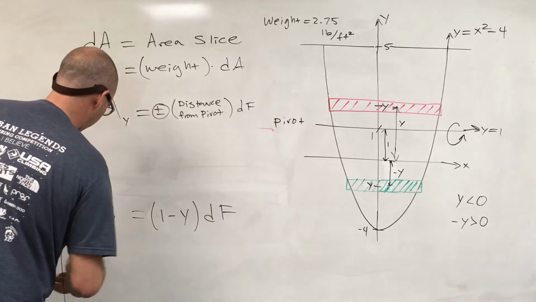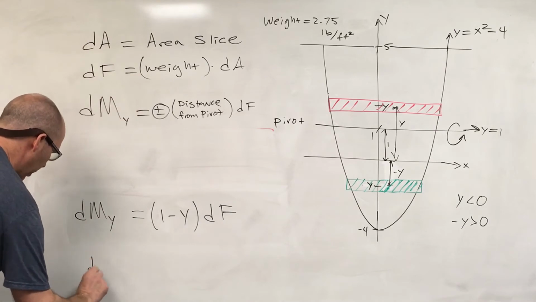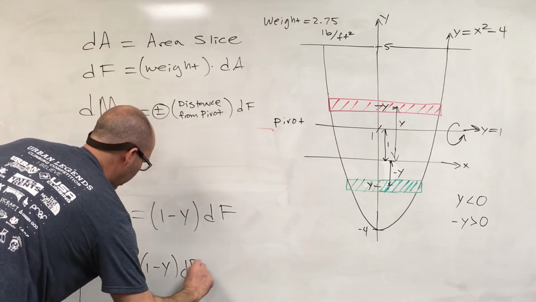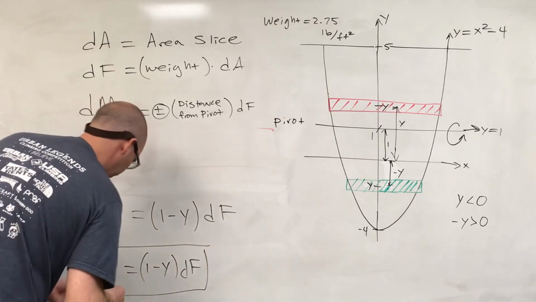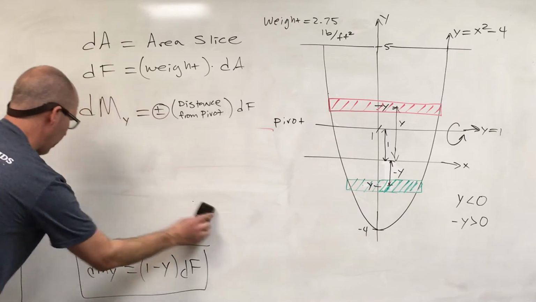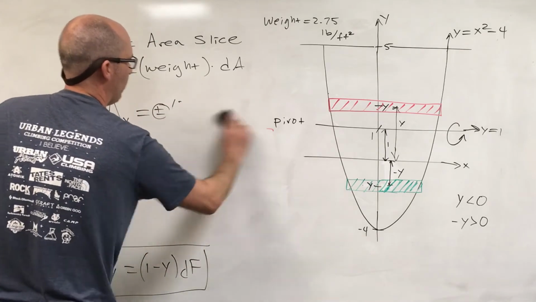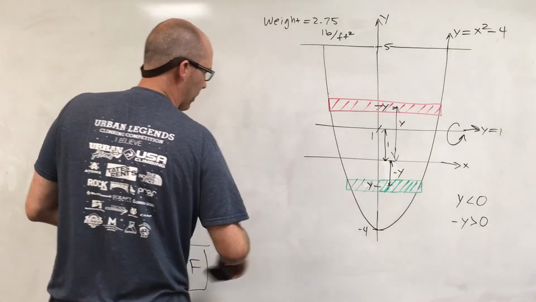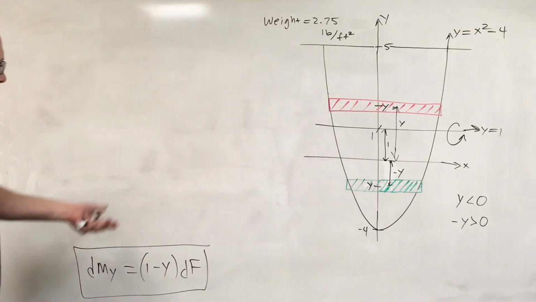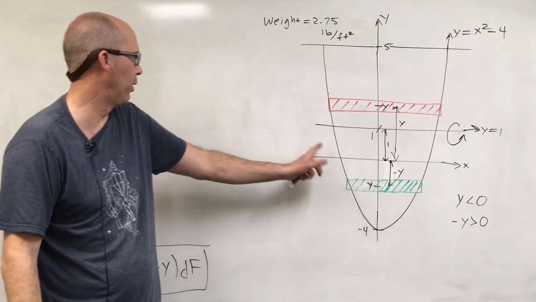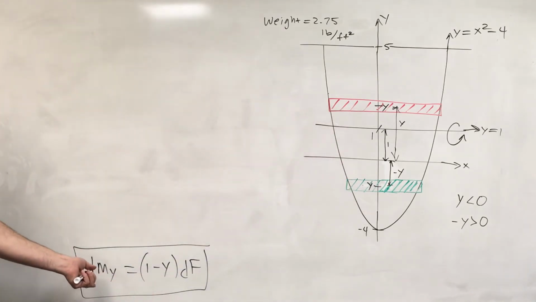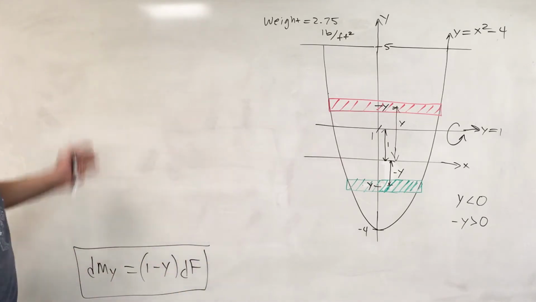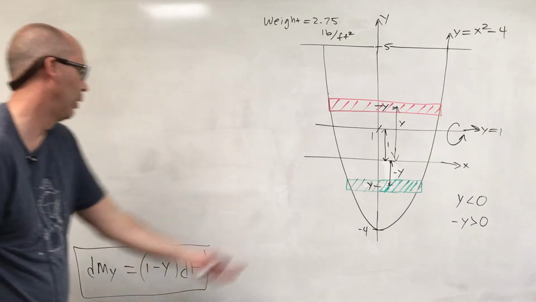Okay, so let's save that. dmy is 1 minus y. We'll save that down here for later. Okay. So now we want to get the area of a slice. In either case, whether we use the one above or the one below the pivot, we get the same thing. Above, we had a negative y minus 1. Negative y minus 1 is 1 minus y, which is what we got there.